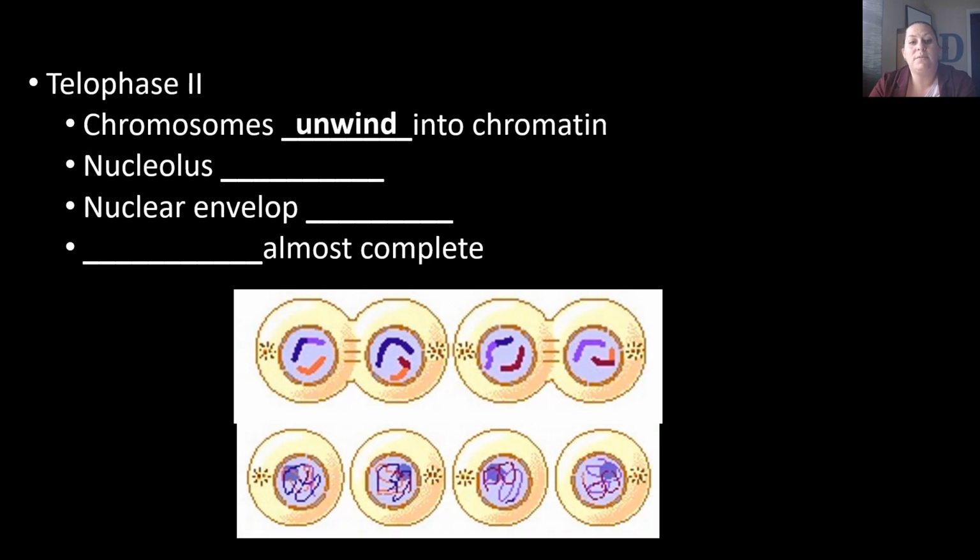Telophase II, chromosomes unwind into what we call chromatin. The nucleolus reappears, the nuclear envelope rebuilds, and cytokinesis is almost complete. And now I have, instead of 2 cells that were identical to the parent, 4 unique cells that have half the chromosomes from the parent. As if the parent started with 4, there's now only 2 in each of these cells. So we went from 4 to 2. In humans, it would have gone from 46 to 23.